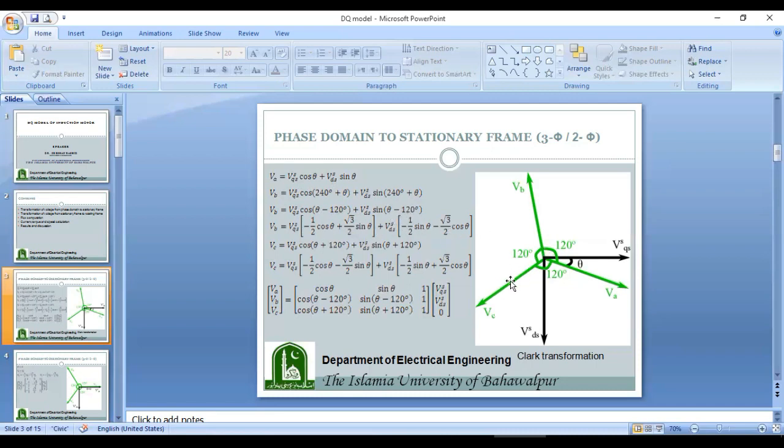Similarly, this is VC and it can also be written in terms of VQSS and VDSS, and it will be equal to VQSS cos 120 plus theta plus VDSS sine 120 plus theta. So this is VC and it can also be expanded by using cos alpha plus beta and sine alpha plus beta identities. Now this model can be represented in terms of a matrix, and here we have VA, VB, VC. Here we have two phase quantities VQSS and VDSS in the stationary reference frame, and this is the third mode.